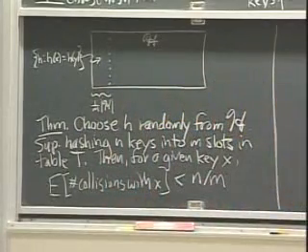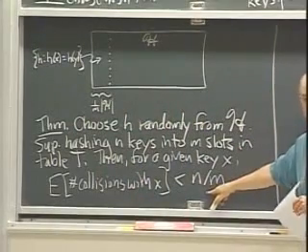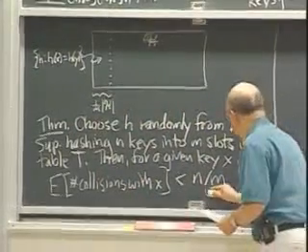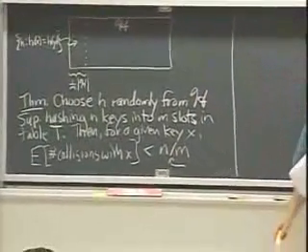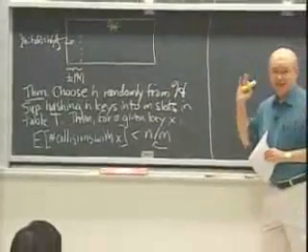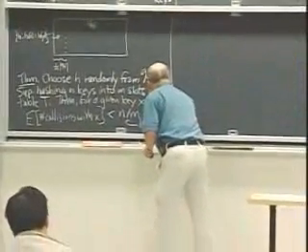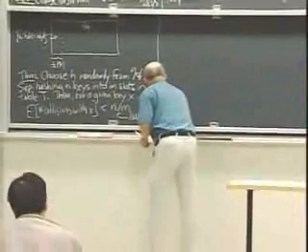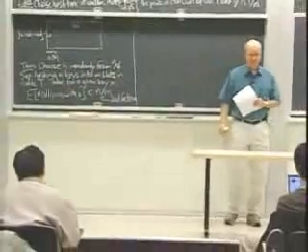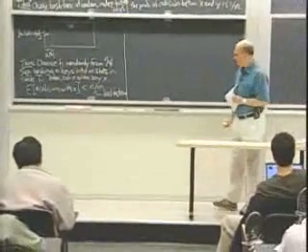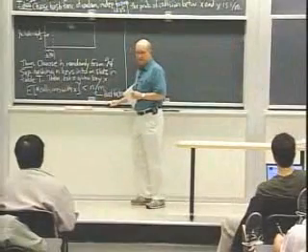And who remembers what we call n over m? Alpha, what's the term that we use there? Load factor, the load factor of the table. Load factor alpha. So the average number of keys per slot is the load factor of the table.